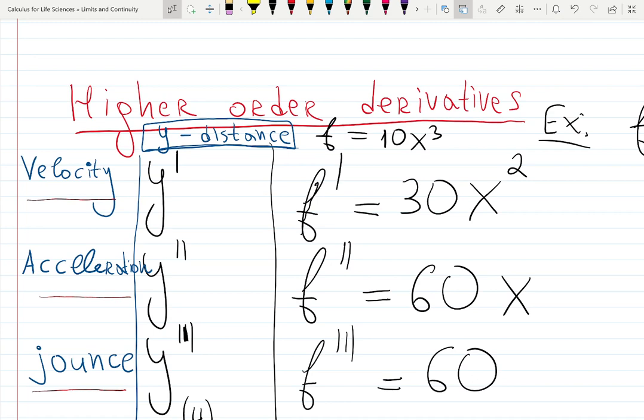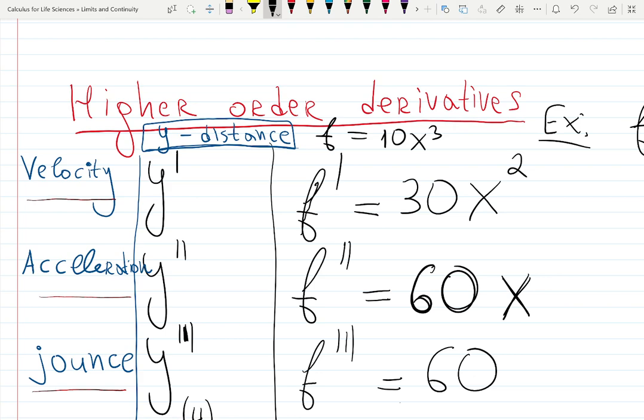How fast the speed is changing when you drive the car? That's acceleration. So when you push the gas, and brake as well, that is changing the speed. That's either positive acceleration or negative acceleration, which is slowing down, right? So the derivative of 30x squared will be 60x. That is my acceleration.